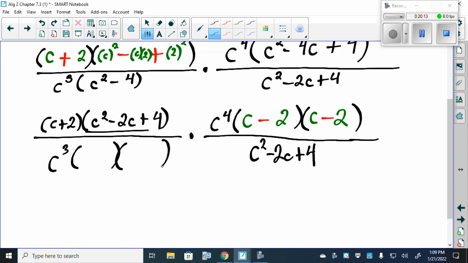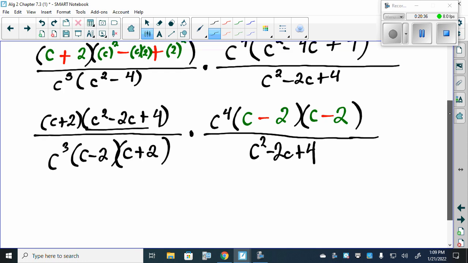So it would be c minus 2 and c plus 2. Because our difference of perfect squares will almost be the exact same, just have a different sign in the middle. And we could have had it plus and minus or minus and plus. So I could have said c plus 2 times c minus 2, and that's perfectly fine. The order really doesn't matter.